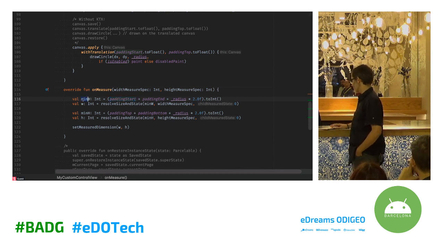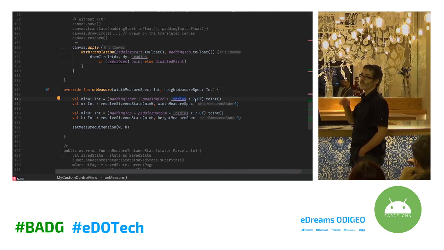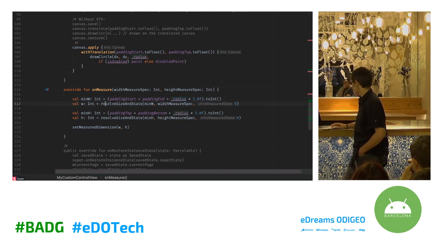So for the width, basically I'm taking into account padding start and padding end, plus the dimension I would like for my control to have. In this case it is radius times 2, so to have the diameter, and I'm resolving size and state, and the same for the height, taking into account top and bottom and radius.